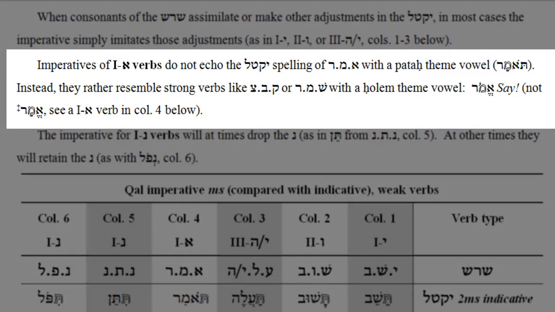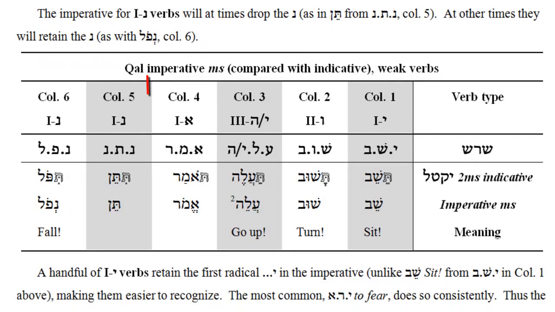For example, first yod verbs. First yod verbs will not mimic the theme vowel that we find in the yiktol. For example, shoresh amar. To say you will say, masculine singular, it's expressed tomar. Notice the patach theme vowel under the mem. However, the imperative does not use a patach, but rather a holam. So in order to express the command say, it's pronounced emor. Notice the holam, not emar, which is a hypothetical non-existent form. This is presented in the table below in column 4.